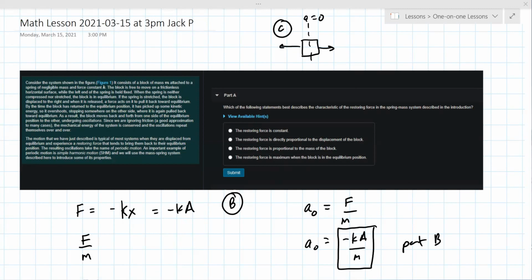Select the correct expression that gives the block's acceleration at displacement x from the equilibrium position. So we just did that. It's minus kx over m, letter D. The only other possible one would be C because of the sign. You can also just search for it to double check if you want to take the time to do that. Select the correct.